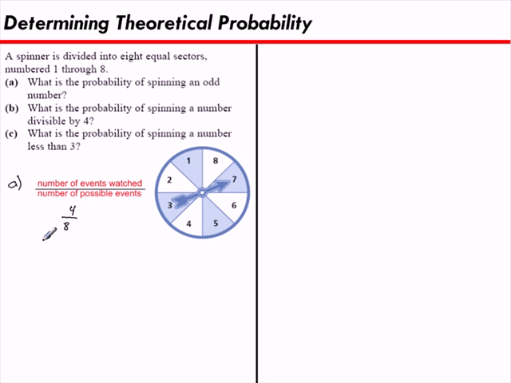Or in other words, the probability of landing on an odd number is equal to 4 over 8. Or how can we reduce 4 over 8? Yeah, that's 1/2. So there's a tip too. Remember when you're doing probability questions to reduce your fractions. Okay, let's try B.